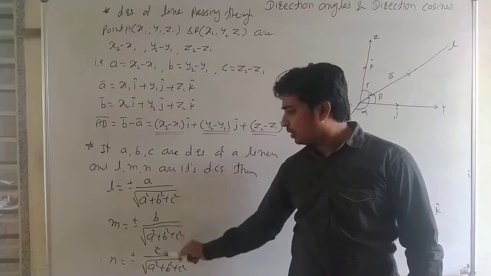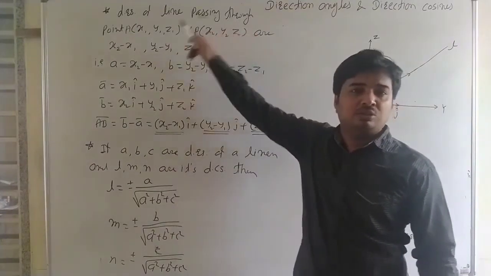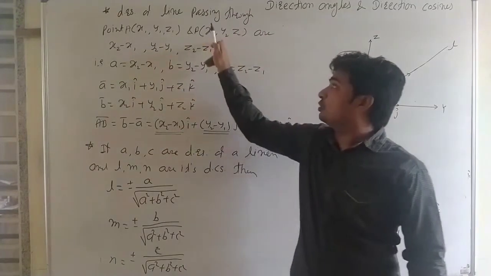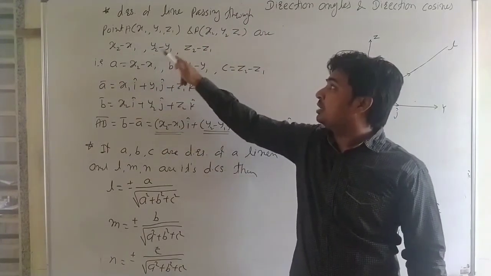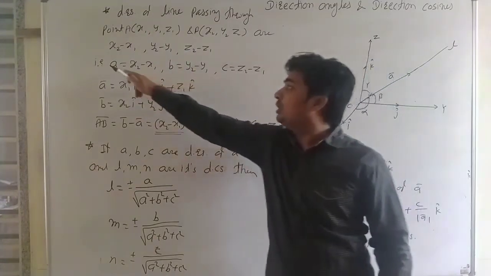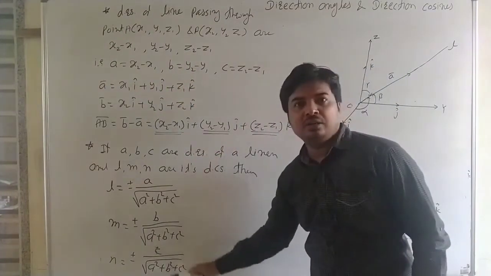Okay, see carefully. Sometimes they give only 2 points: find the direction ratios and direction cosines. Then the direction ratios are x2 minus x1, y2 minus y1 and z2 minus z1, and then find it as a, b and c, and when we get a, b and c we find l, m and n.